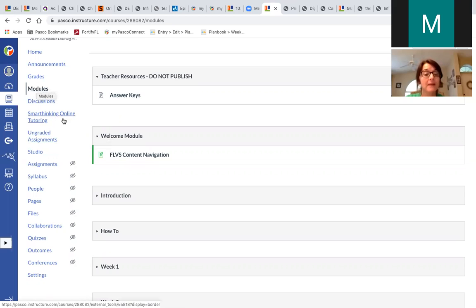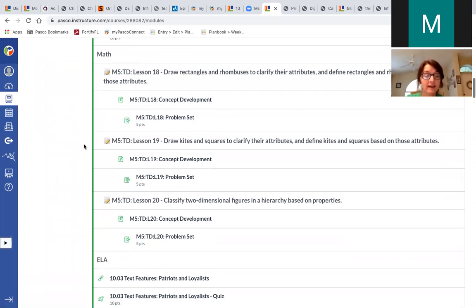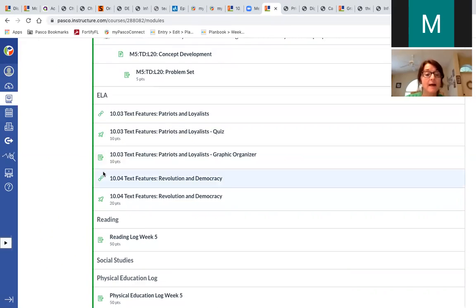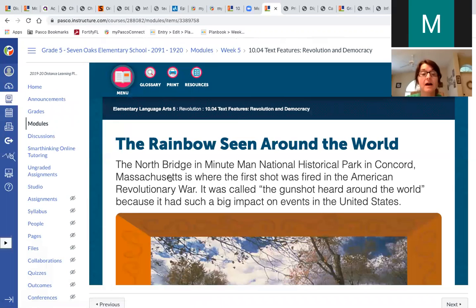So I'm going to look here at modules, and I'm going to go down to week 5. And here we are at ELA. So I'm going to go ahead and click on this external link, this chain link for text features for revolution and democracy. So here we go. All right, so you're going to see here that it's going to start at 10.04 text features, revolution and democracy.